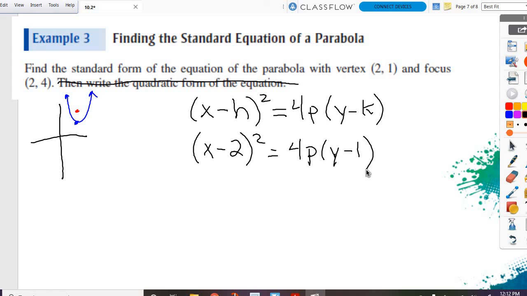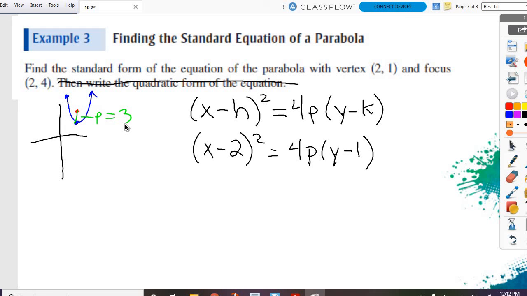Alright, and then what do we need to find? What's left in our equation that we still need to plug in? Our p value, which remember is what? The distance from your vertex to the focus, yes? Which in this case is going to be what?